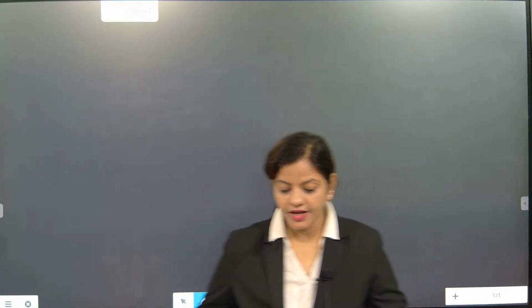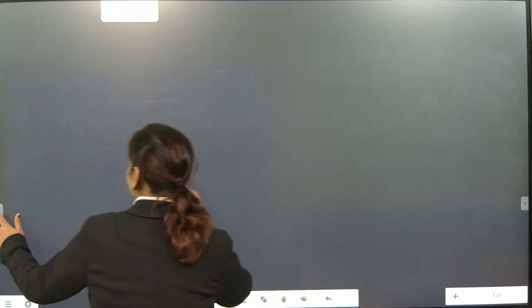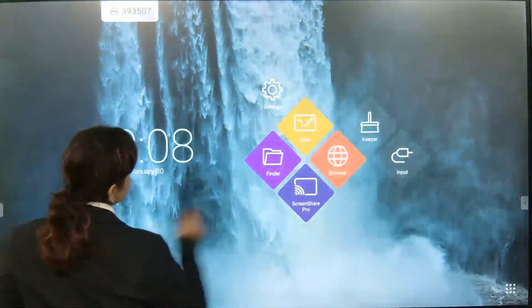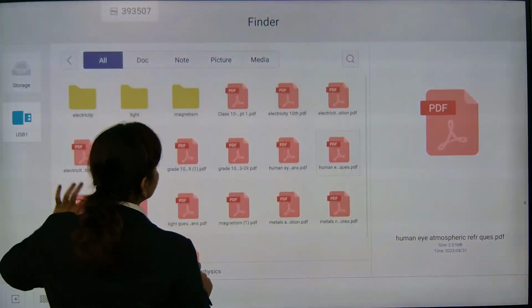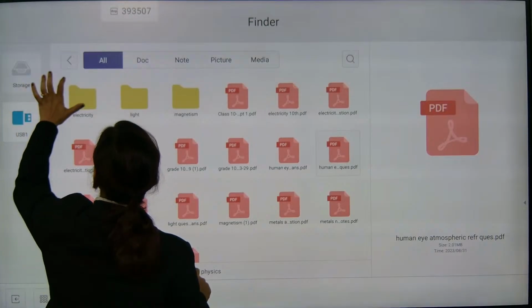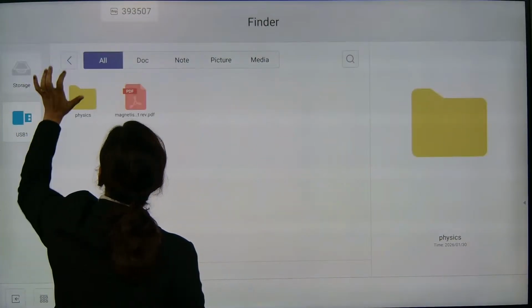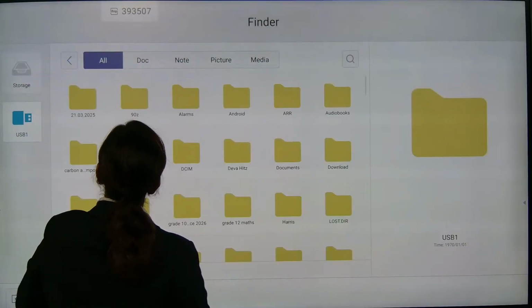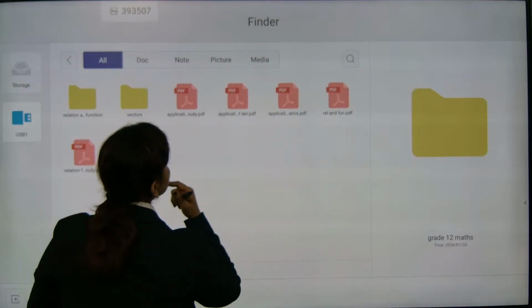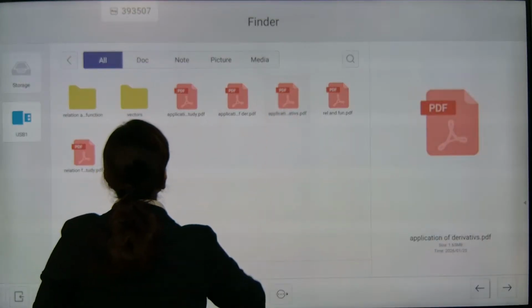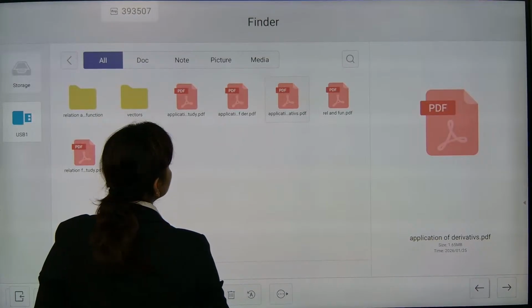Okay, we will start the application section and discuss the application of derivatives and different case studies. Let's see what case studies there are. I think these are case studies of application of derivatives.